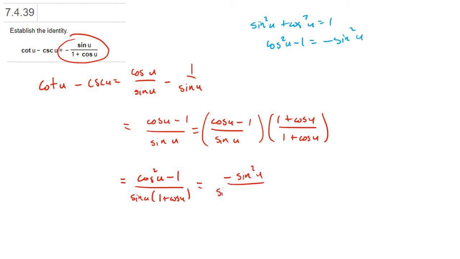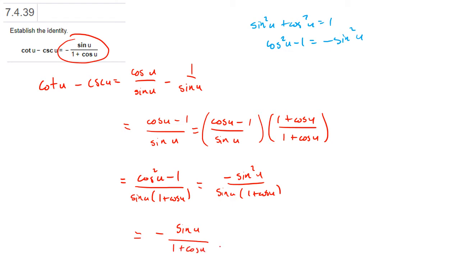My denominator is the sine of u times 1 plus cos u. And observe I have sine squared in the numerator and sine u in the denominator. If I cancel out sine u over sine u, we're left with negative sine u. I still have 1 power of sine in the numerator, and I've canceled it off the denominator, leaving behind just 1 plus cosine u, which was exactly what we wanted to get.